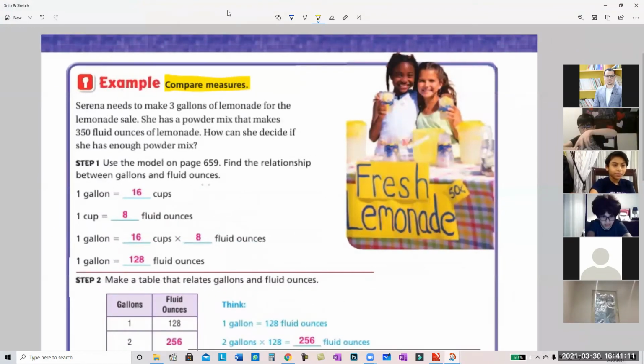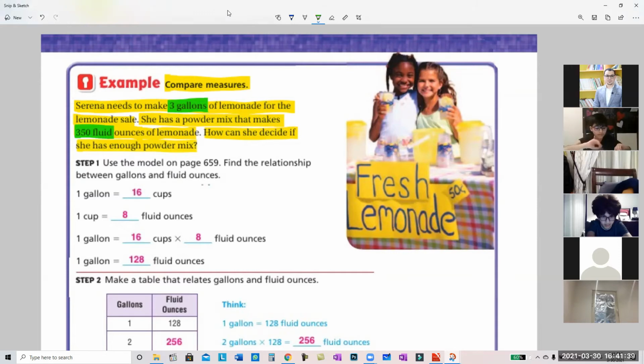Serena needs to make 3 gallons of lemonade for the lemonade sale. She has a powder mix that makes 350 fluid ounces of lemonade. How can she decide if she has enough powder mix? Okay, so as you see here, we need to compare between 3 gallons of lemonade and 350 fluid ounces of lemonade or of powder mix. Okay, so let's see how we can convert between them.